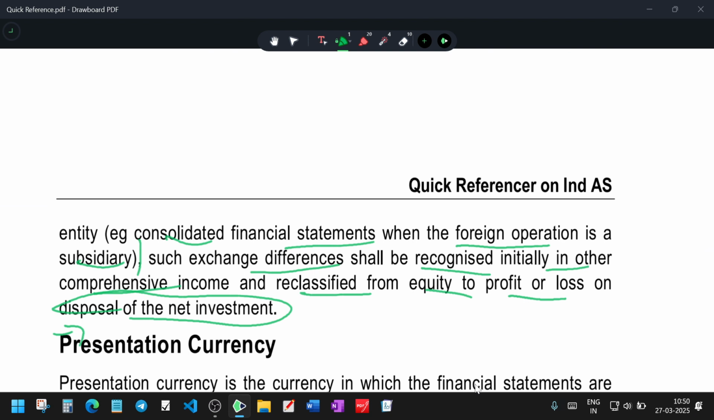In a foreign operation, such foreign exchange differences shall be recognized initially in other comprehensive income and reclassified from equity to P&L on the disposal of the net investment. Sir, I have an investment that I held, and usually when there's a fluctuation gain, I transferred everything to comprehensive income. Now, when a situation arises where I'm going to dispose of this investment, what I'm going to do is take the changes I made in comprehensive income and put them directly in the P&L account.